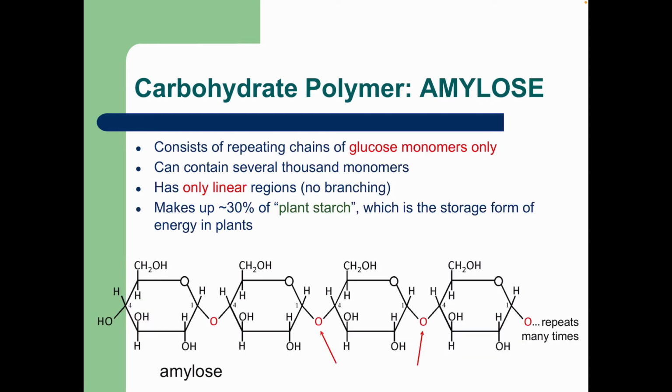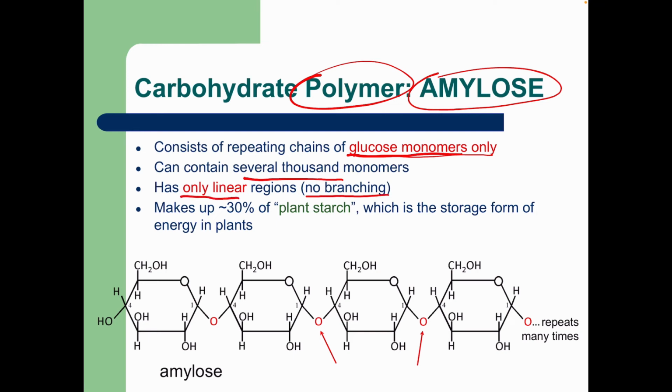Next, we're going to our polymers. The first polymer we're going to look at is amylose. Amylose consists of repeating chains of glucose monomers only. Remember, glucose monomers only. It can contain several thousand monomers. So again, it's just glucose, up to thousands of glucose molecules, or monomers. Amylose has only linear regions. There's no branching, so that's important when we look at other molecules. And amylose makes up approximately 30% of plant starch, which gives the storage form of energy in plants.